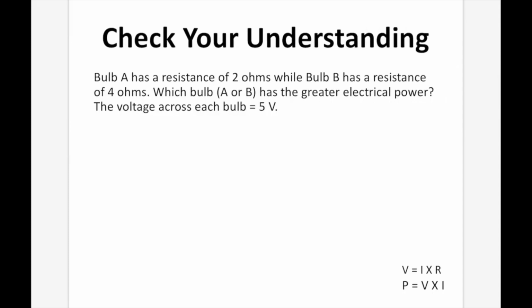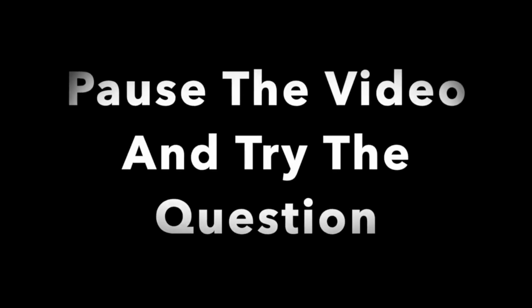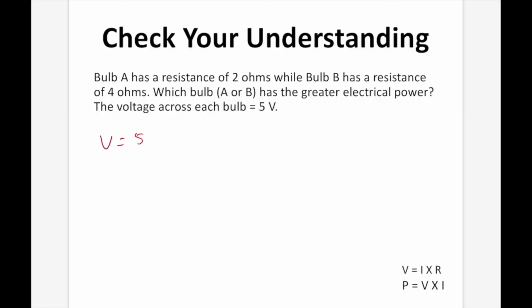Check your understanding. Bulb A has a resistance of 2 ohms, while bulb B has a resistance of 4 ohms. Which bulb, A or B, has a greater electrical power? The voltage across each bulb is 5 volts. So V equals 5 volts, and we'll call the bulbs A and B. Bulb A has a resistance of 2 ohms, and bulb B has a resistance of 4 ohms.